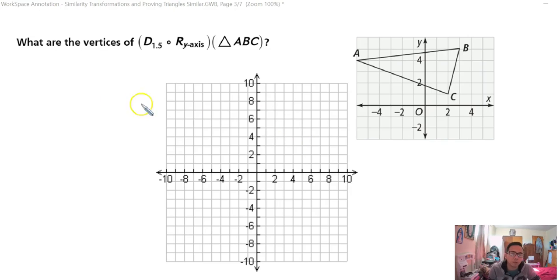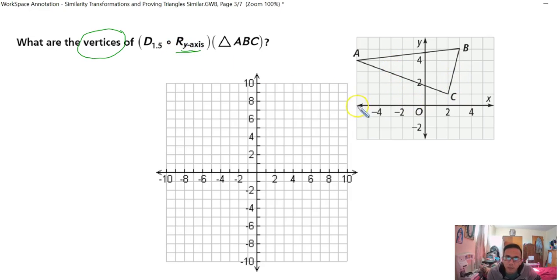All right, another example here: what are the vertices? So we are looking at the vertices, meaning we need the points. So dilation 1.5, and then composition, the reflection over the y-axis. So first is reflection over the y-axis. I'm going to graph this.